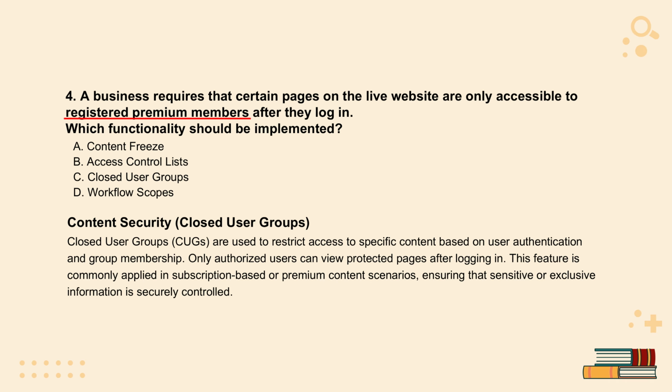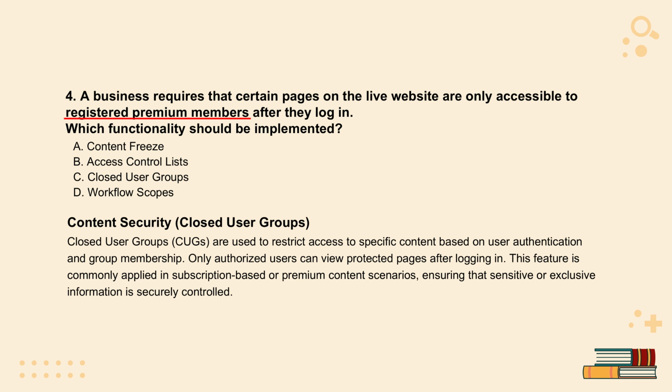Now, I know option B, access control lists, deals with permissions. Why wouldn't we just use those? It's a vital distinction for the exam. Access control lists, or ACLs, are generally used on the back end. They dictate what your internal authors, marketers, and developers can see and edit within the authoring environment. But the scenario specifies restricting pages on the live website for registered premium members. Exactly. The front-end end users, precisely.